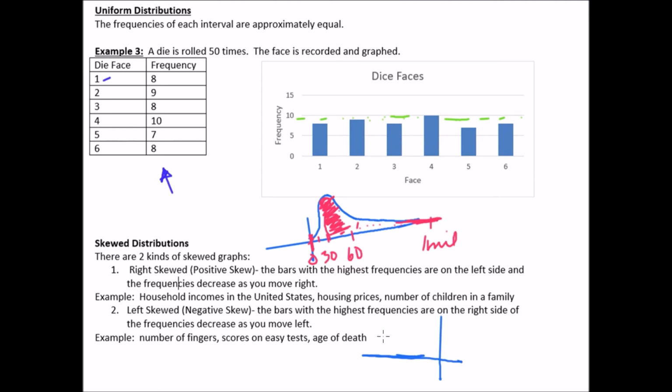Now skewed left. This is when the bars with the highest frequency are on the right side of the graph. An example of this is number of fingers. Most of us have 10 fingers, but some people could have lost 1 or 2, and that's where that left skew comes into place. Or scores on easy tests. If the test is so easy, most of us are going to score very, very high on it, but then there are people that overlook a question and maybe don't read it very well, and that's where that left skew comes into place. And then age of death as well.